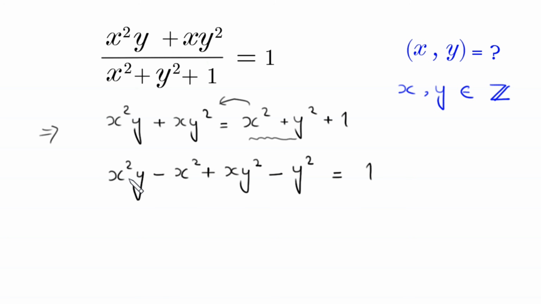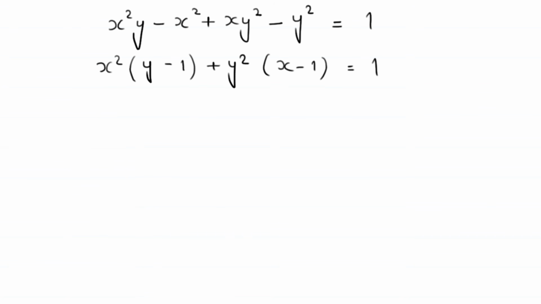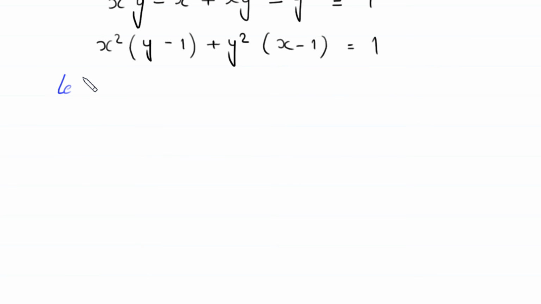Now from these two terms we can factor out x squared in bracket left y minus 1. From these two terms we can factor out y squared in bracket left x minus 1, is equal to 1. Now we suppose that x minus 1 is equal to a and y minus 1 is equal to b, where a and b are integers.